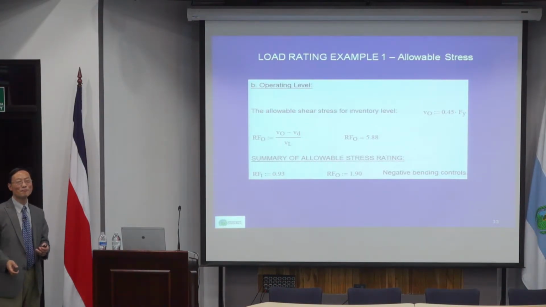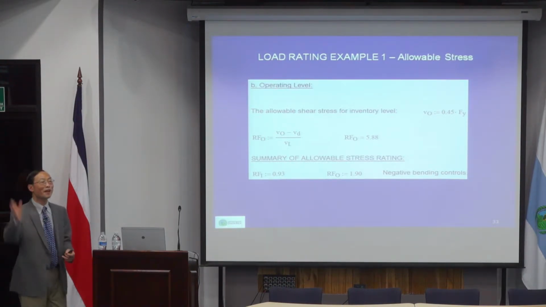Calculation does not mean much. So then you have a negative bending, positive bending. Then you just select the worst rating. So in other words, in this case, negative bending has control. So the total bridge rating will be 0.93 for inventory and 1.9 for operating.